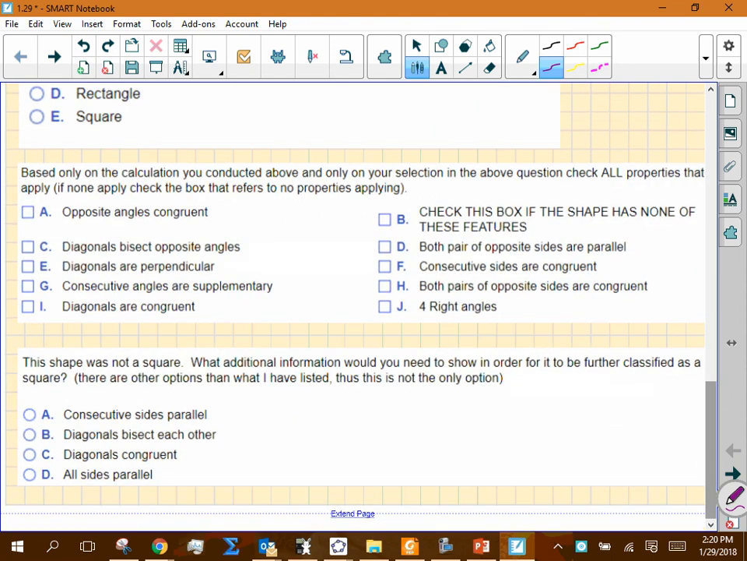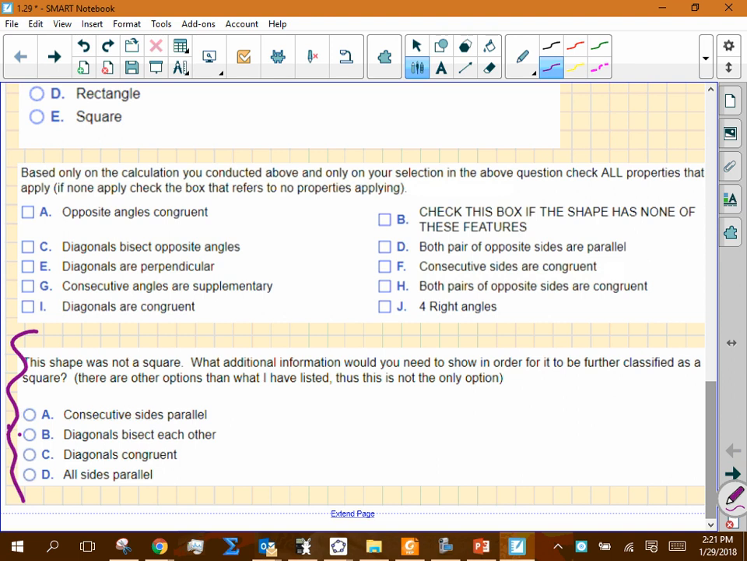This is why I asked this. Now, I think you guys can do this part here on your own, okay? But this part down here, this is the reason why I asked. The shape that we just classified is not a square, right? It is purely a rhombus. And it says, what information would you know to say the shape is a square? What extra stuff am I going to show? Show right angles, show congruent sides, all that kind of stuff, right?